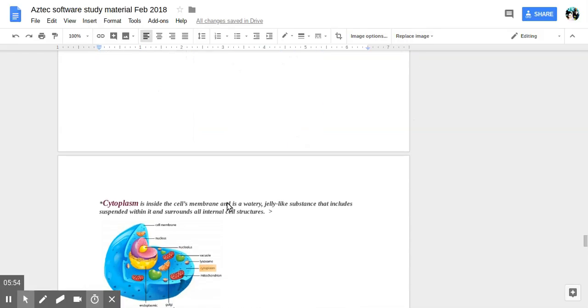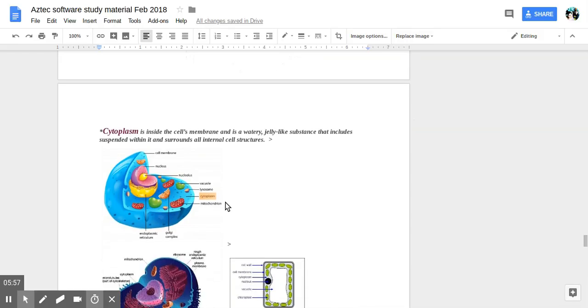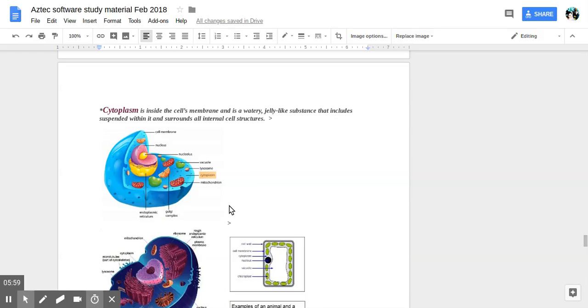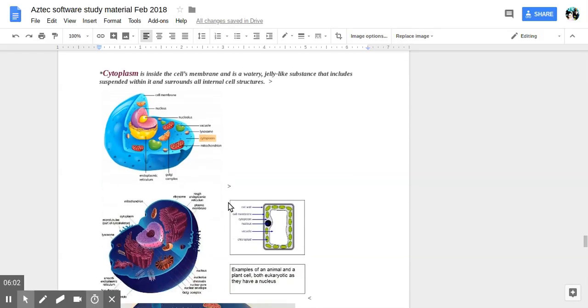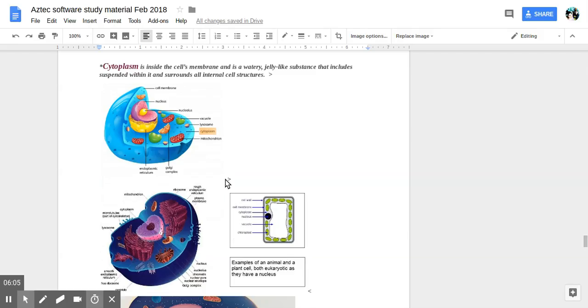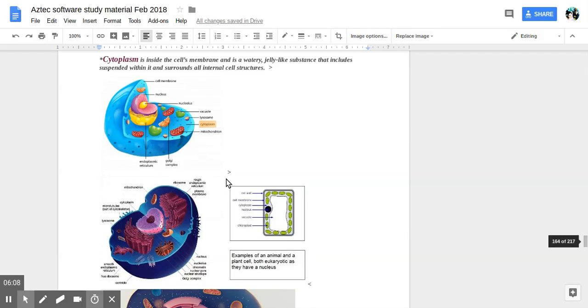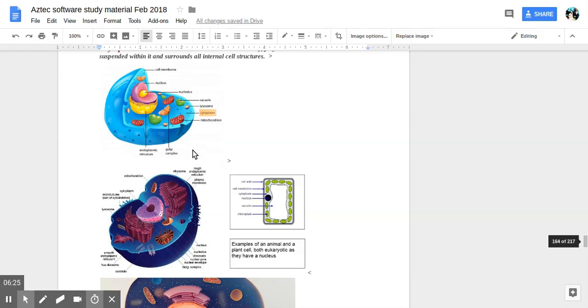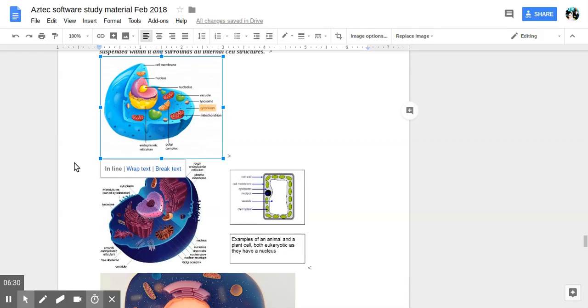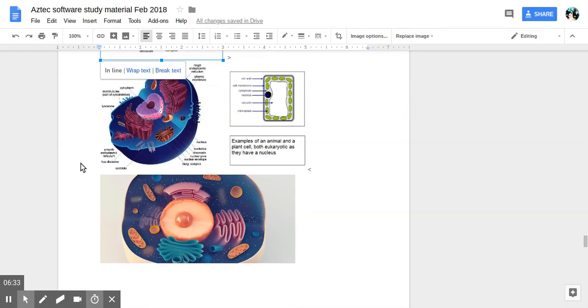The cytoplasm is inside the cell's membrane and is a watery, jelly-like substance, including suspended within it the surrounding cell structures, aka organelles. There are a lot of 3D images of the cell's interior and its organelles, so I tried to put some of those in here. We'll go over the individual parts, the ones we haven't done yet. So those are the parts.